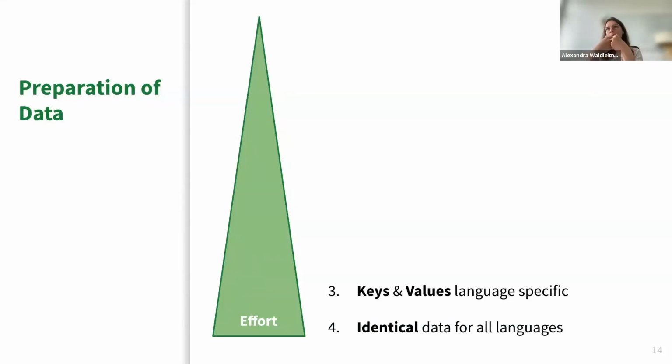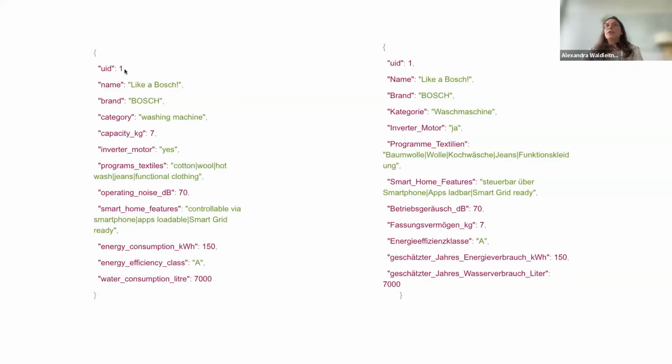It's only a little bit better if you have keys and values in your data language-specific. How would that look? You know that data, that's the English data. And for German, you would have this data. So the values differ, as you can see, it's washing machine, and here we have Waschmaschine, but also the keys differ. So you have category, and here you have Kategorie.